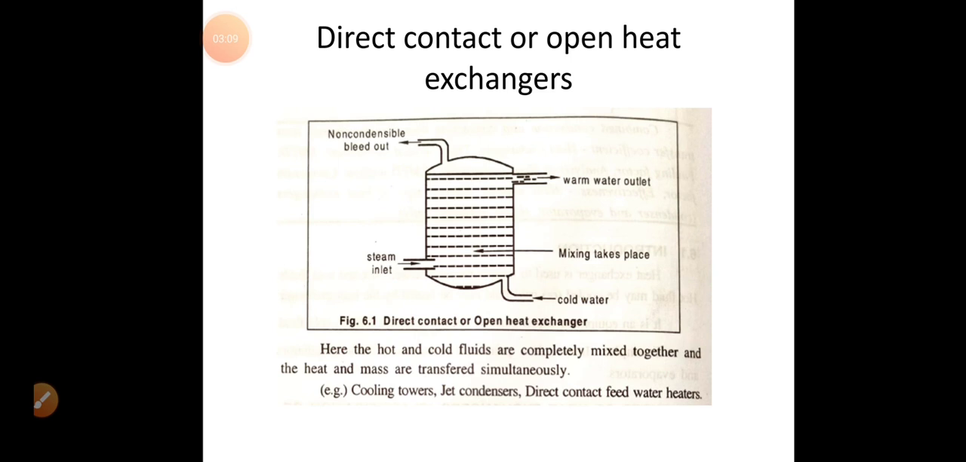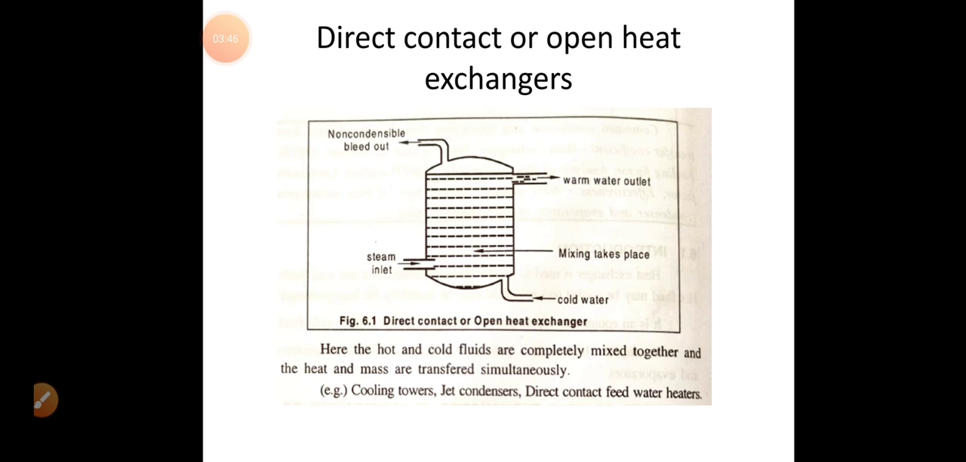The first one is direct contact or open heat exchangers. In an open heat exchanger, both hot fluid and cold fluid are mixed together to transfer heat. In this diagram, steam enters the heat exchanger through the pipe in the left bottom side and leaves as warm water through the pipe at the top right side. And cold water enters the heat exchanger through the pipe which is at the right side bottom and leaves as hot water through the pipe which is at the top left side.